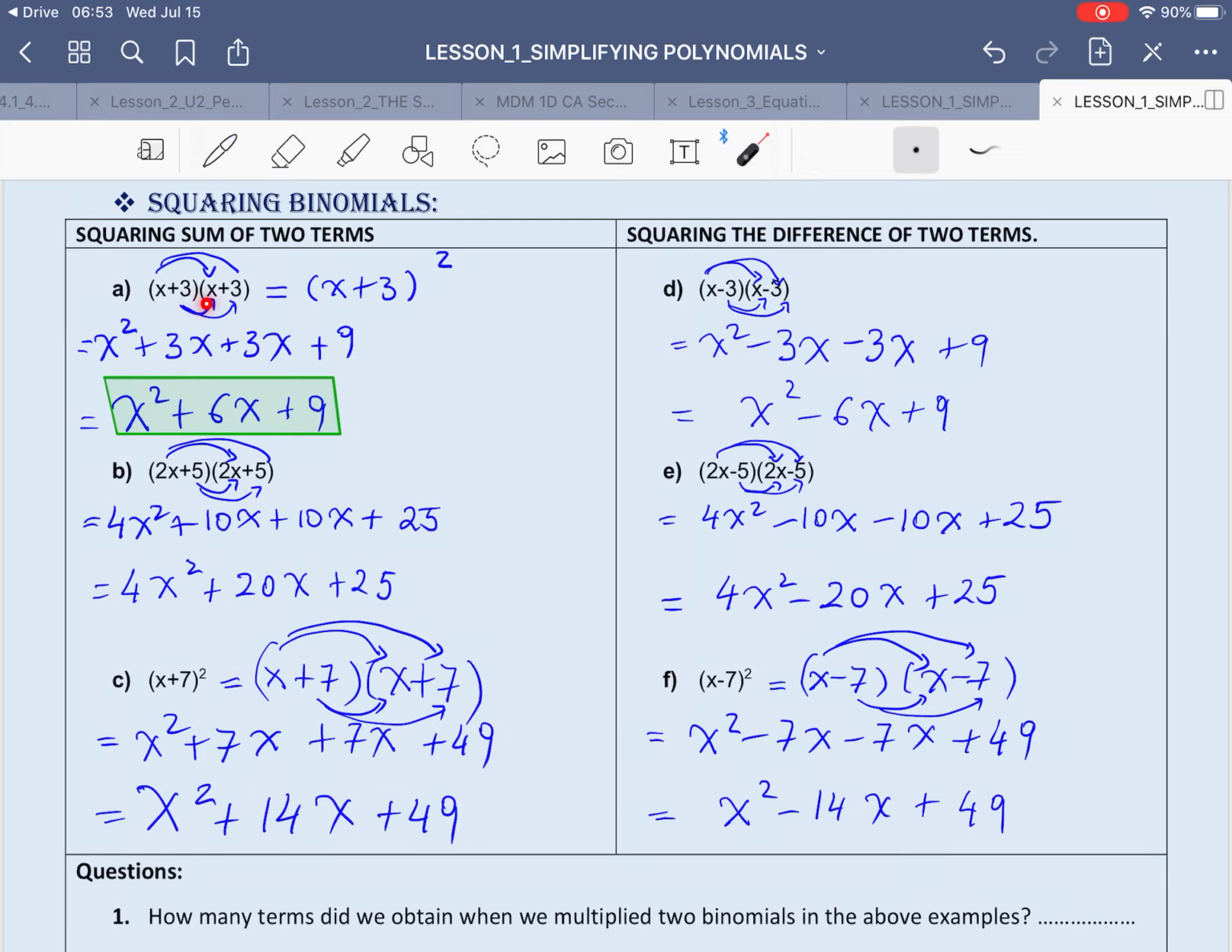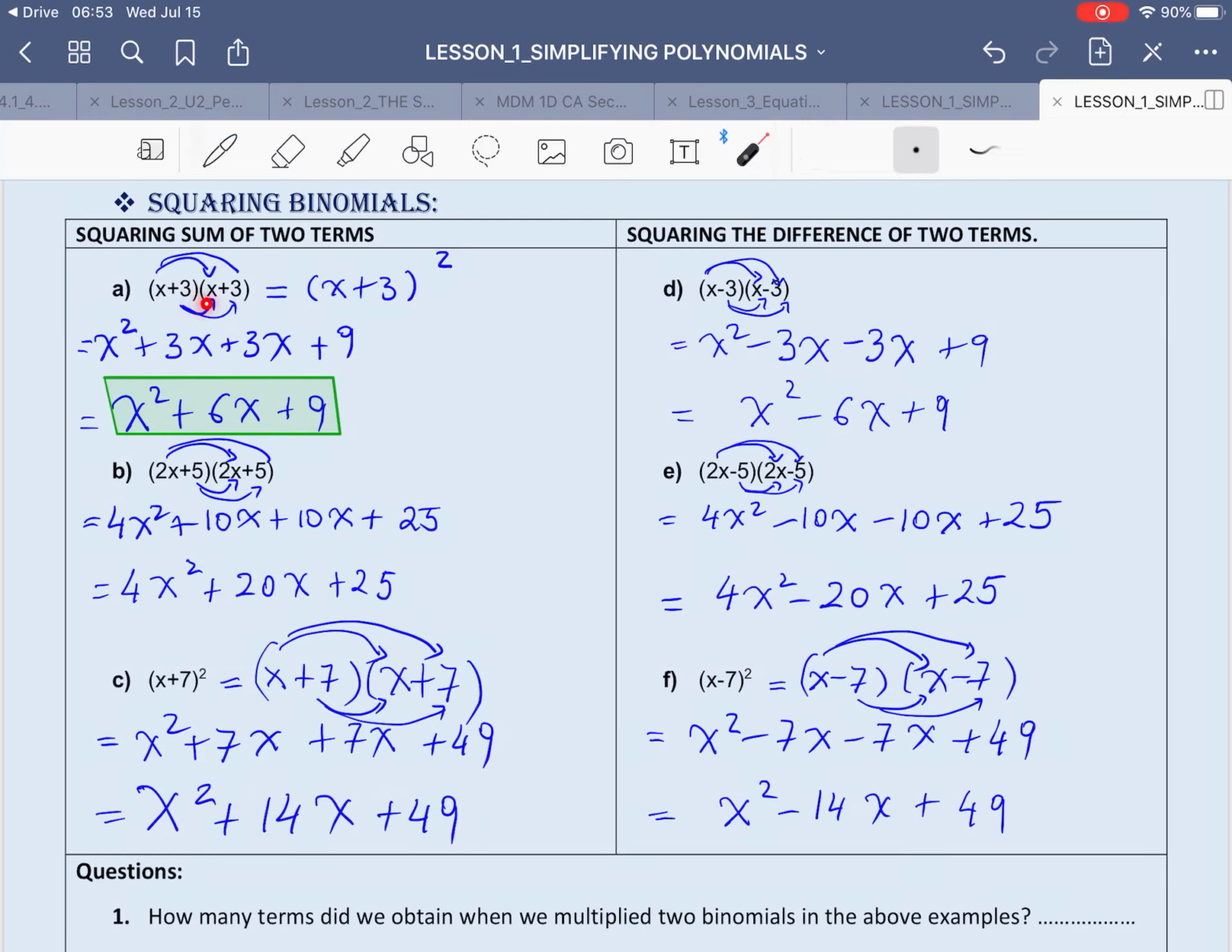So what we're going to do now is expand a plus b and a minus b. So here we go. A plus b squared equals a plus b, a plus b. So if you expand here, you get a squared plus ab plus ba plus b squared. So that's a squared plus 2ab plus b squared. So you get 3 terms.